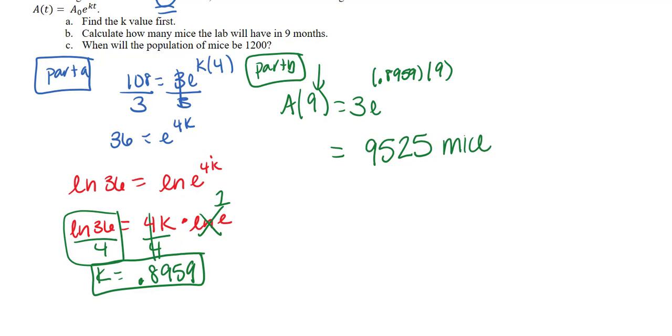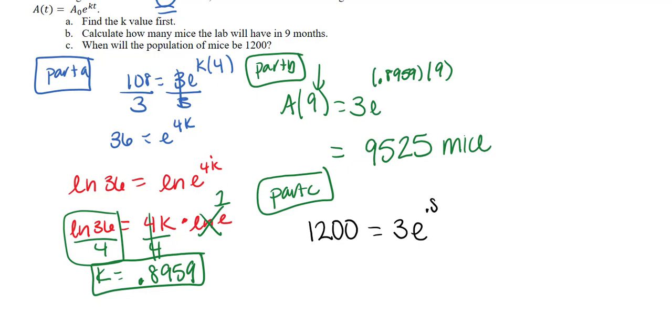And then let's look at part C. Let's do a different color. Let's go ahead and use black because we haven't used black yet. So when will the population of mice be 1,200? So that means we're looking at 1,200. We still have the same starting amount. We have e. We still have our k value, right, of 0.8959. That doesn't change at all now. And then we're looking at t. What is t when that is equal to 1,200?